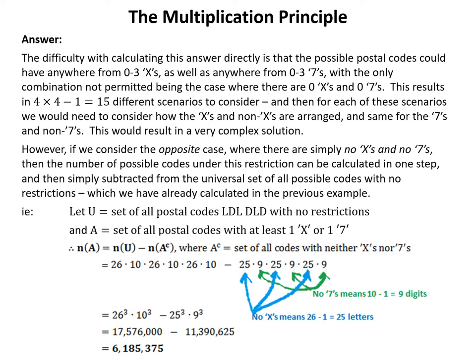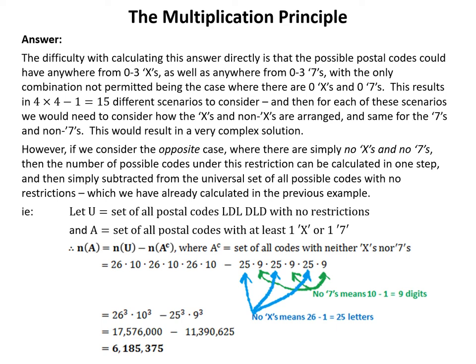So you can see that from the last question, the number of elements in the set U is 26 to the power 3 times 10 to the power 3, which is 17,576,000. And the number of elements in A complement is not that hard to figure out, because all we do, as you can see in the diagram, is if we can't have any X's, then we're just reducing the total number of available letters from 26 to 25. And similarly, if we're not allowed to have a 7 anywhere in the code, then we remove one of the 10 digits, and now the number of digits drops to 9.